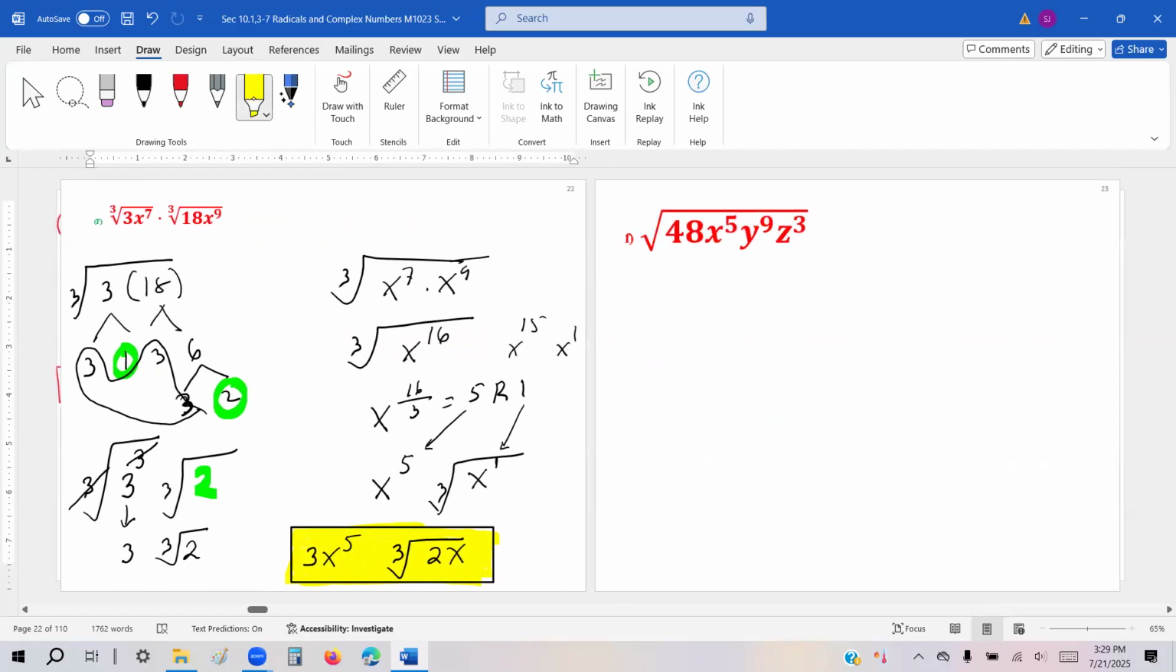The last one, we didn't have to multiply because they already multiplied for us. They're telling us just simplify. So again, based on what you see, either your life will be easy or your life will be hard. Okay. Now, if you notice, this is square root. Square root of 48.